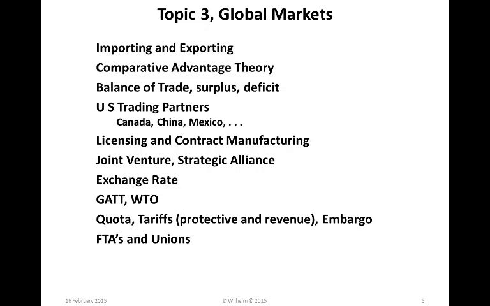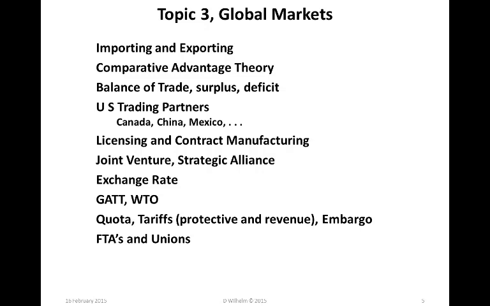Joint venture and strategic alliance are ways for two organizations to compete. A joint venture involves some shared ownership, either of a property, such as a ski resort or a bus or a combine for farmers. Also, some contracts usually are involved. Strategic alliance is just an agreement between two organizations defined by contracts. Exchange rate, how much one currency gets for another currency.